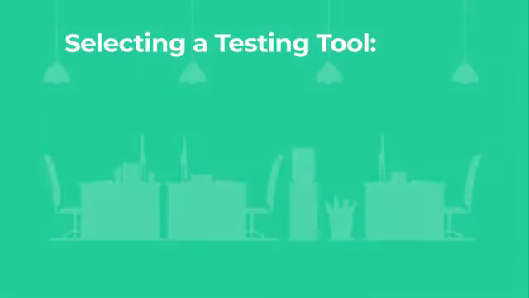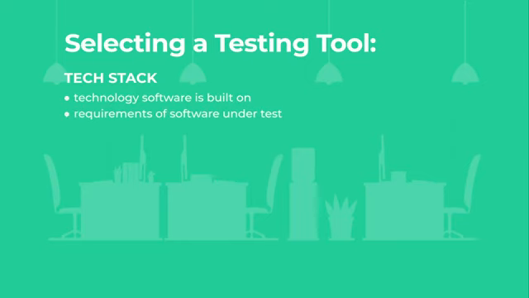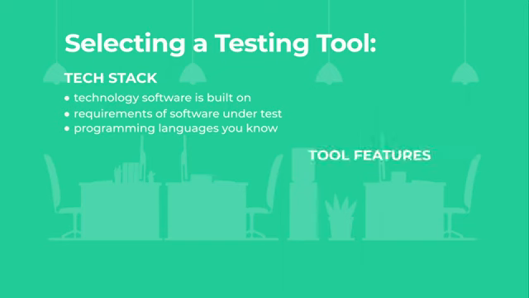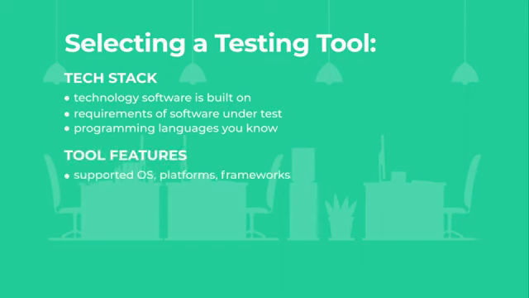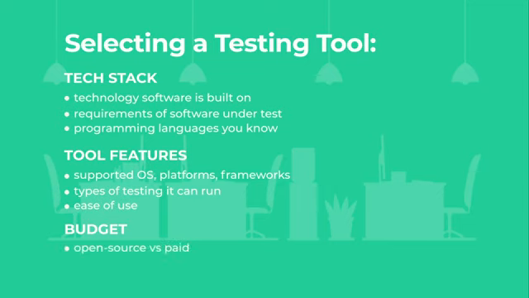After you define the test scope, you'll need to select automation tools. There are 3 key criteria to keep in mind. Firstly, consider tech stack, the technology software is built on, requirements of software under test, and programming languages you know. Secondly, pay attention to the tool features, operating systems, platforms, environments, and frameworks supported by a tool, types of testing it can run, and ease of use. Finally, don't forget about your budget. You can choose between an open source or a paid option, a development or runtime license.